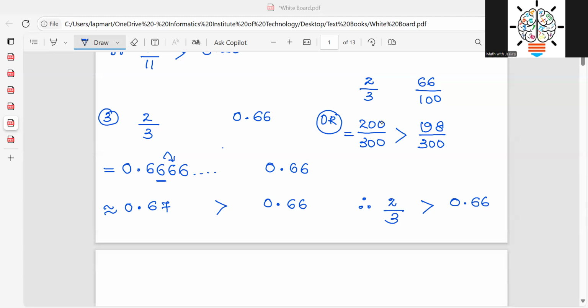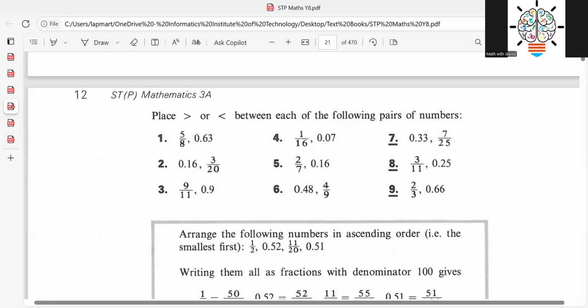The same way, I want to multiply the numerator by 3, so it gives me 198. Now you can easily understand the first one is 200 out of 300. The second one is 198 over 300. So the 200 is bigger. Therefore, 2 over 3 is bigger, right? So we do have different approaches. We want to try all these methods to be thorough with this, right? So then we will move to the next question type.